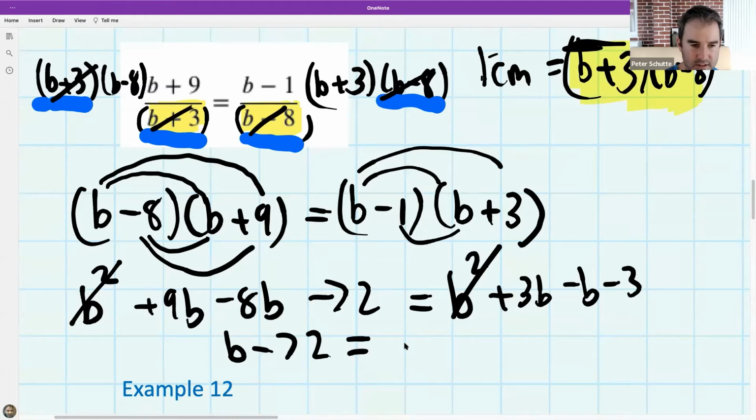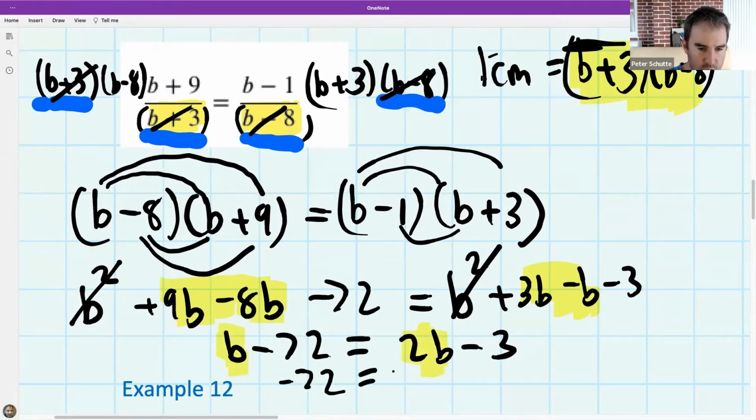And then on this side, in order to do cleanup, what's the cleanup going to be here? It's just going to be minus B minus, oh, wait, it's going to be 2B minus 3. And then the last bit now is I am going to have to deal with these B's on opposite sides. I think the easiest way to do that is going to be take away B from both sides. So I'll get minus 72 equals B minus 3.